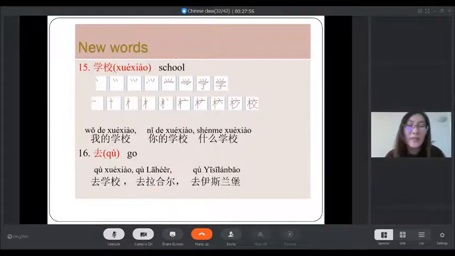So for example, if I say 我去 Sargodha, that means I will go to Sargodha. 去 means go.